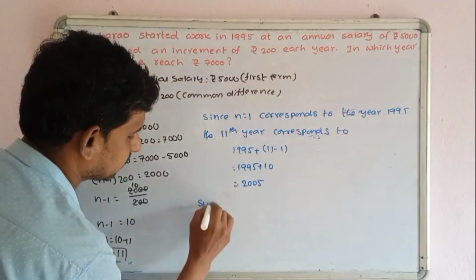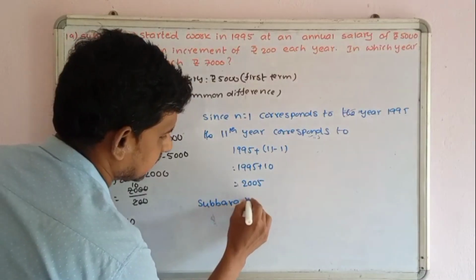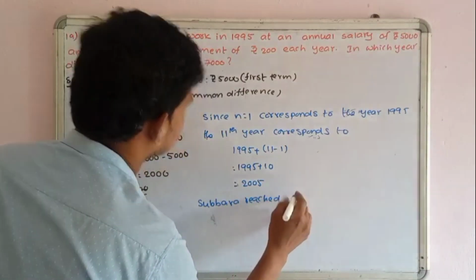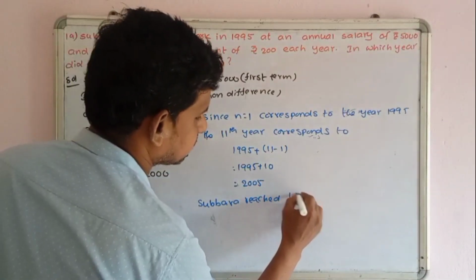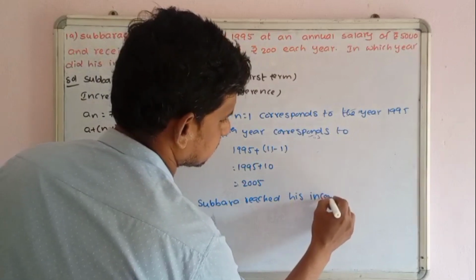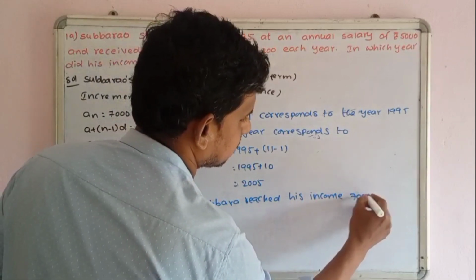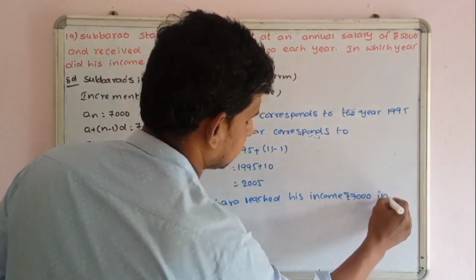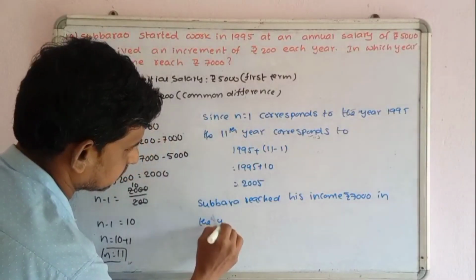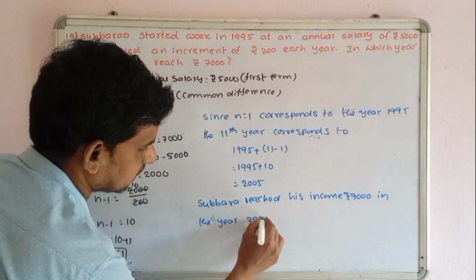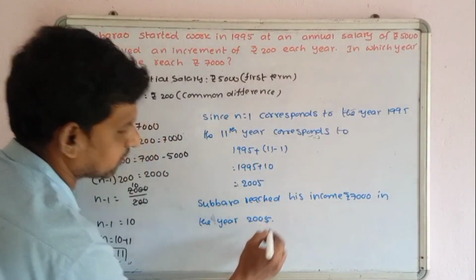Okay, Subbarao reached his income 7,000 rupees in the year 2005.